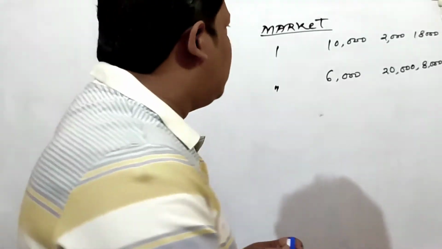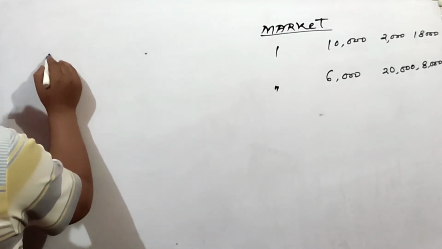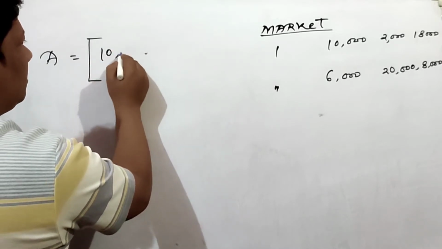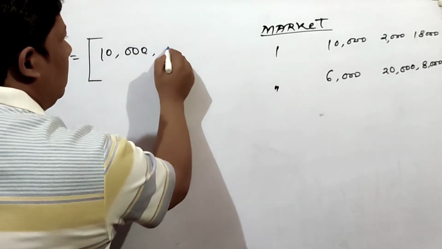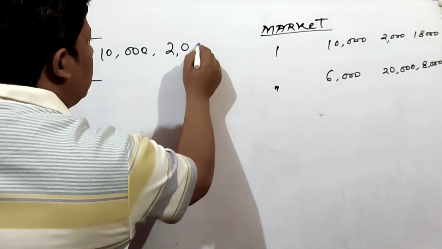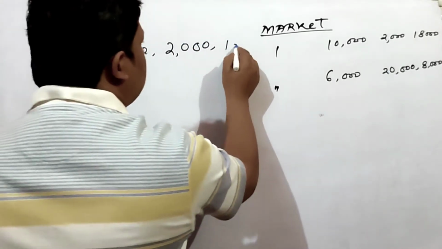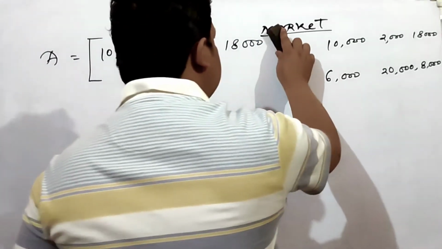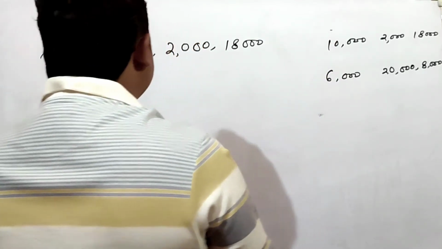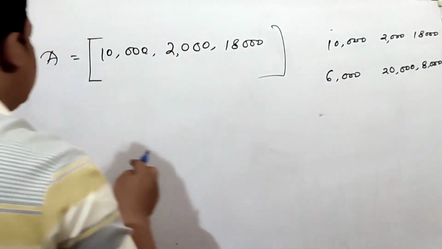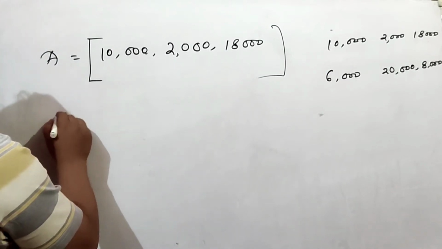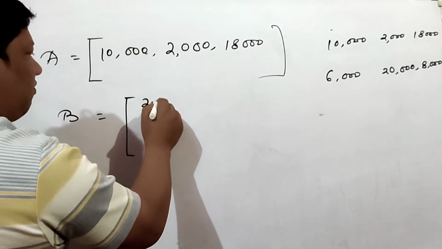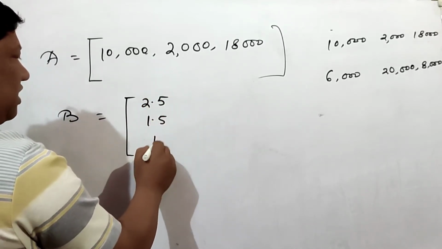Okay students, look here. So for the first market, it is given 10,000, 2,000 and 18,000. Again, the selling prices are given for each unit. For the first market it is 2.5, second 1.5 and next 1.